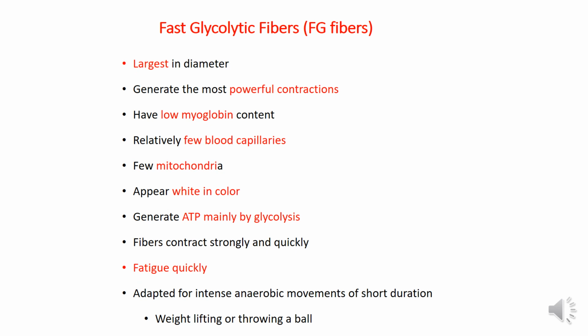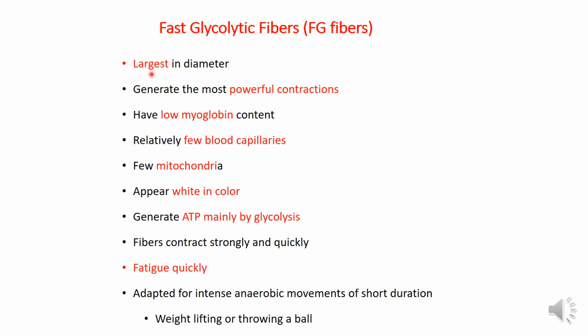Fast glycolytic fibers. Fast glycolytic fibers are largest in diameter, generate the most powerful contraction, have low myoglobin content, few blood capillaries supplying them, and few mitochondria, so they can fatigue quickly. And the ATP is produced mainly by anaerobic glycolysis, producing lactic acid.